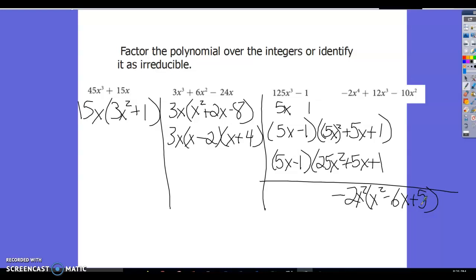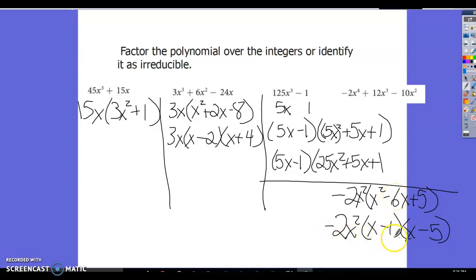All right, now what we need to do again is see if this will factor further. So I'm going to have negative 2x squared. I've got x times x. What multiplies to give me 5? 5 and 1 are the only things that multiply to give me 5. Now I need to add to get a negative 6 in the middle, which means 2 negatives multiply to give me a positive. 2 negatives, negative 1 and negative 5, add to give me negative 6.